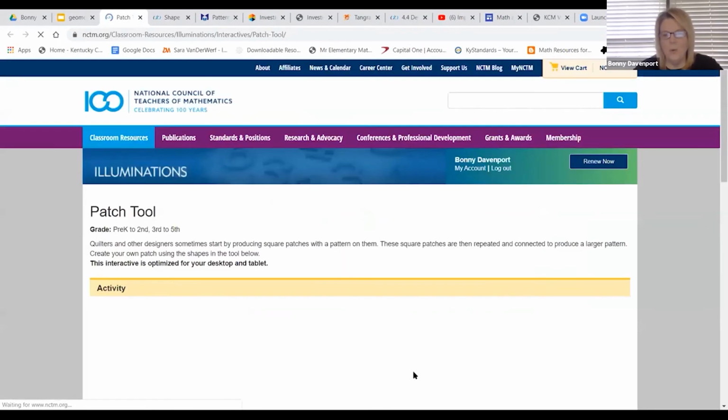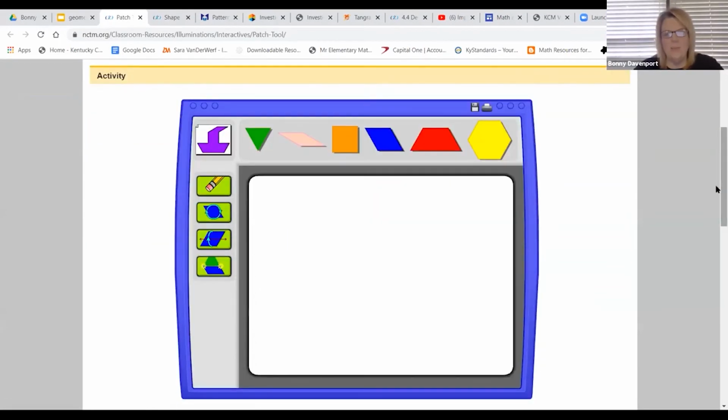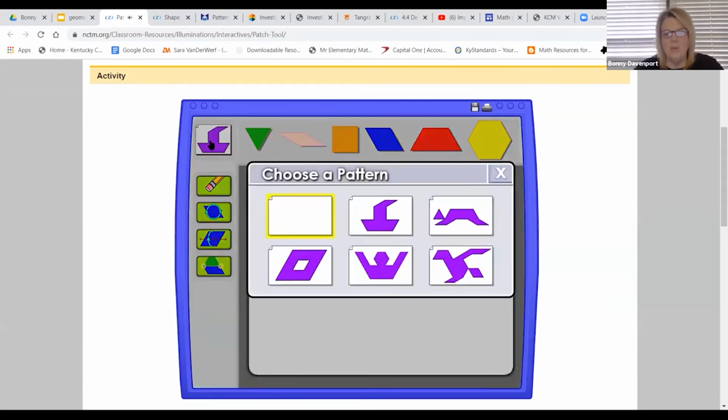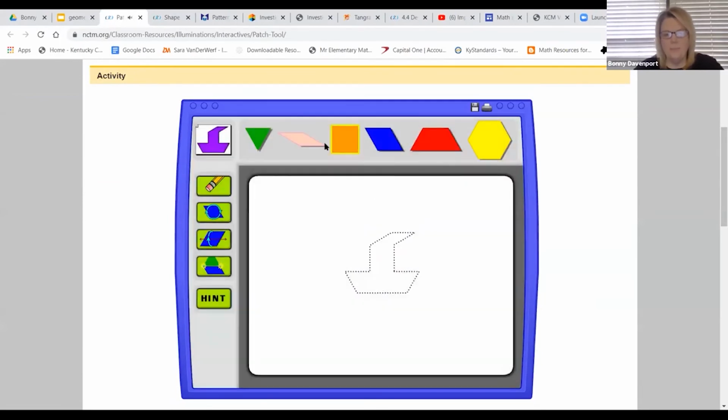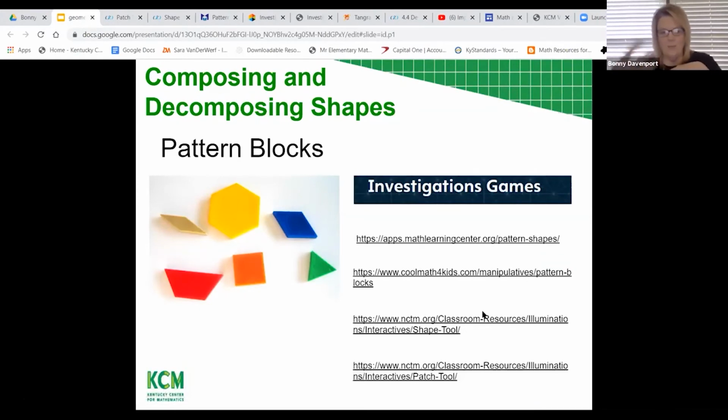And then the patch tool, which is also on NCTM Illuminations, is very similar to the other ones. It gives you a picture, and you manipulate the shapes to be able to put them where you think they need to go to make the shape, using visualization and all those other things that we need to learn in geometry that we have been speaking about.